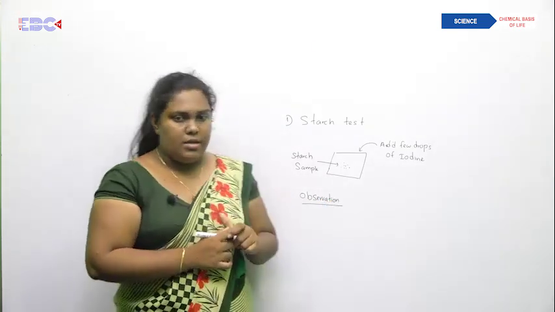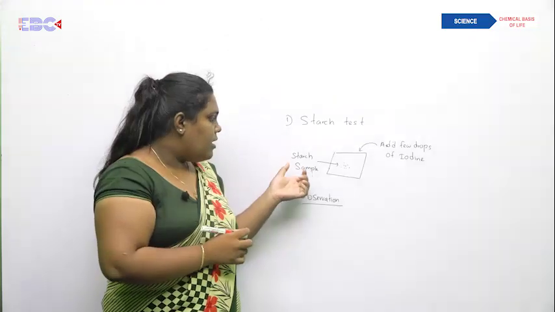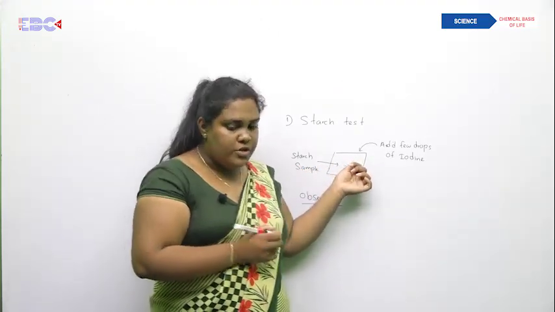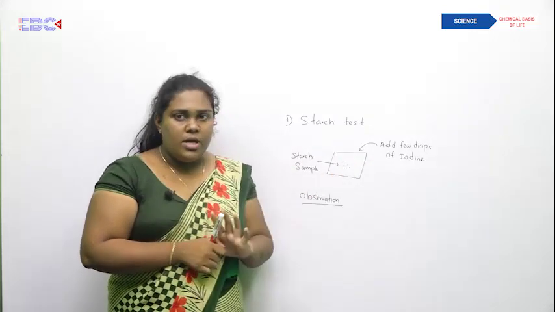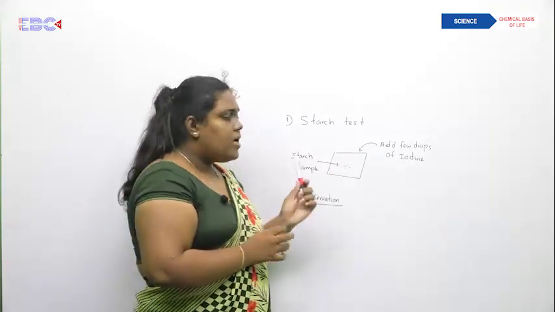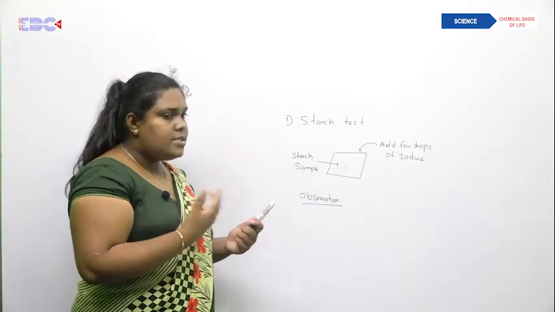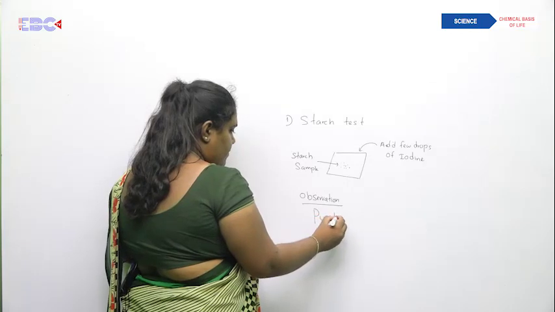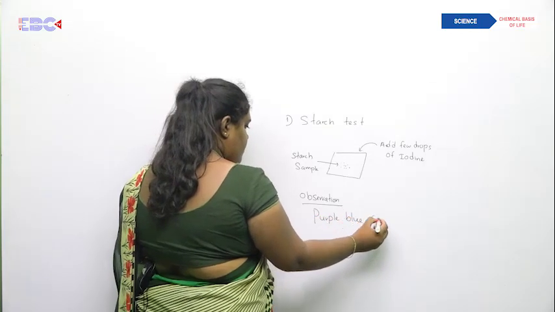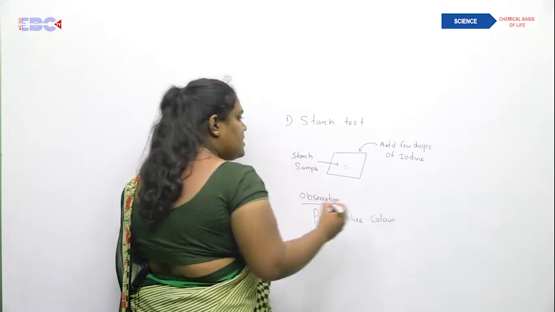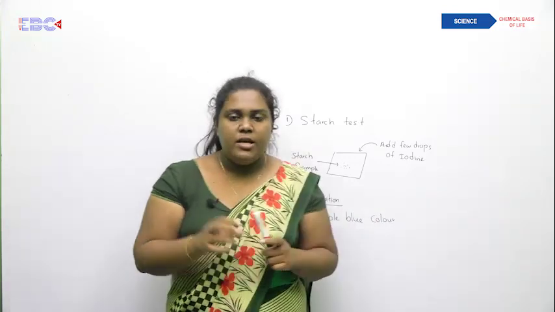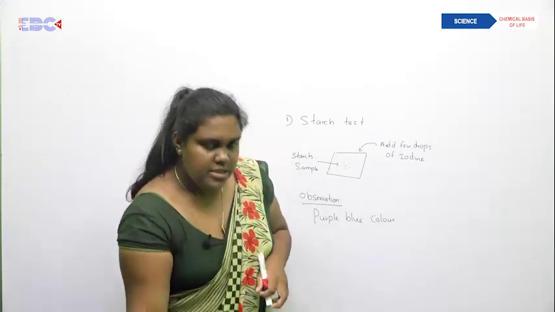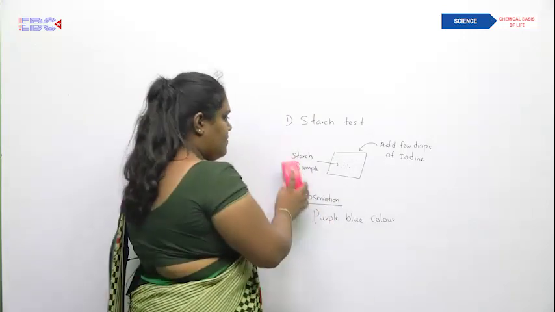During the starch test, we take a ground starch sample and add a few drops of iodine. Iodine is a brown color solution. So you can see a color change. It turns into a purplish blue color. So this experiment confirms that this food contains starch. The second test is for glucose.